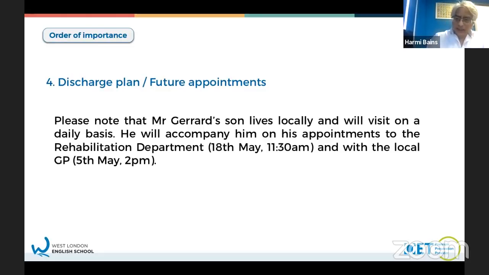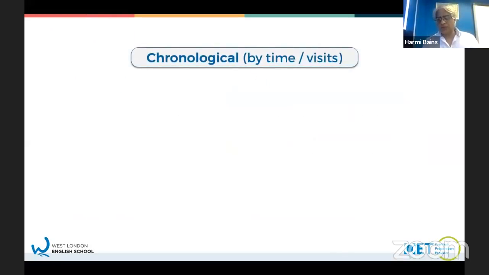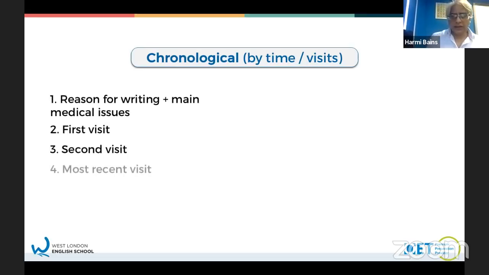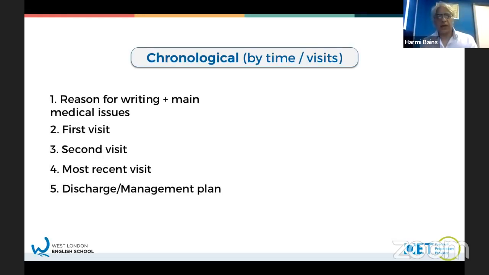Okay, so really that is order of importance. You can see we haven't gone visit by visit. We really just started with the main issue. And then the next paragraph was some semi-relevant stuff. So it's a little bit different from the chronological structure, and that's what we're quickly going to look at. So chronology, just as an example, the first paragraph you note is the same. It's reasons for writing, and again, the main medical issue. So it's really the purpose of your letter.